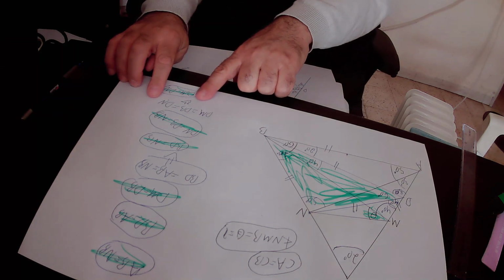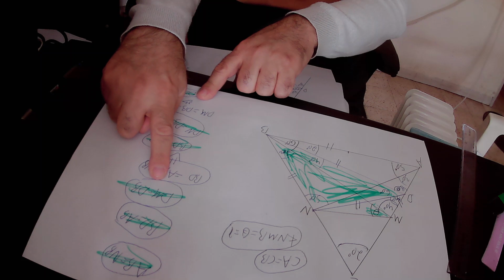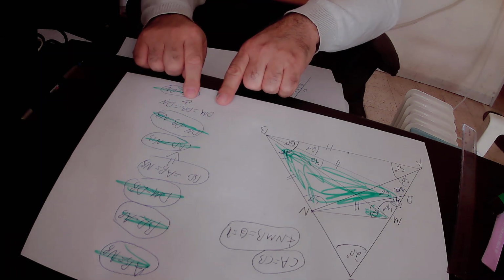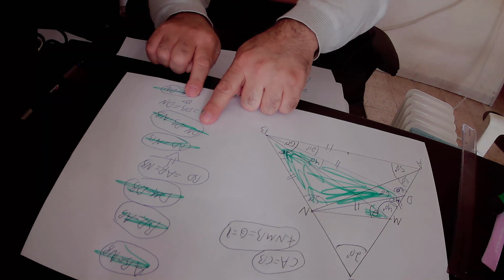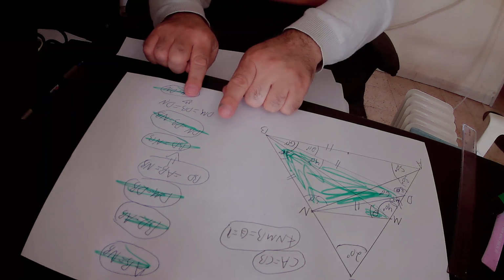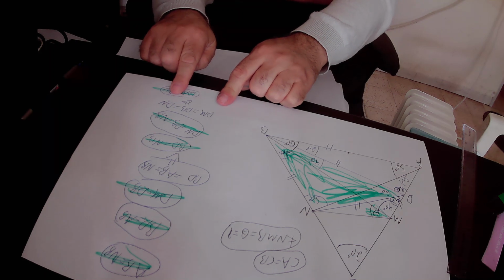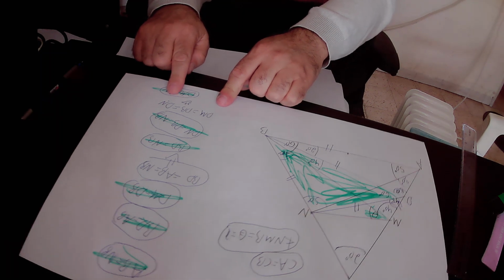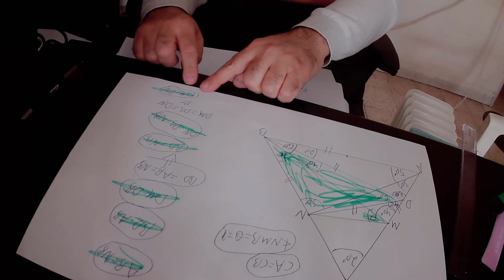What is the value of line segment DB? From one side, DB equals DM. But from the other side, DB also equals ND. So we can write that DB equals DM and DB equals DN. From this equation, we derive that DM equals DN.